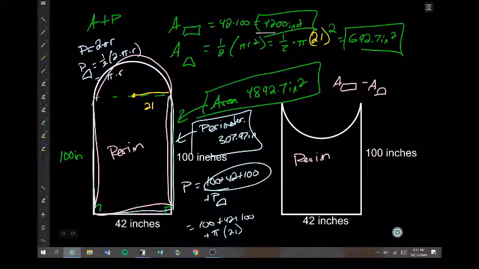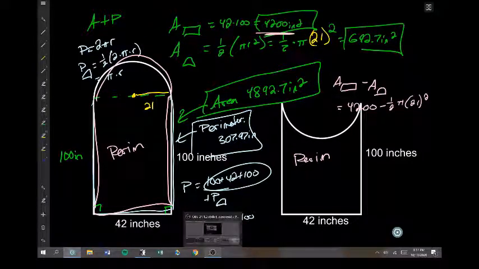Well, I already found the area of the rectangle. It's 4,200. And I've already found the area of the half circle. It was whatever 1/2 times pi times 21 squared was. I didn't write that down, so I'm just going to have to calculate it again. But I just have to subtract instead of add to find the area of this shape.